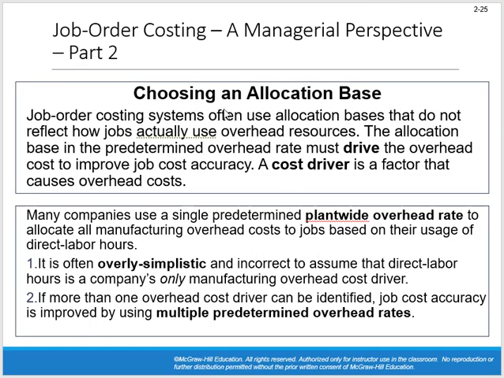When we choose our allocation base in a job order costing system, sometimes it may not reflect how jobs actually use those overhead resources. The allocation base in the predetermined overhead rate needs to be the driver, meaning the cost driver. It must drive the overhead cost to improve job accuracy. If we just pick any allocation base, it may not be what's causing overhead costs to happen.